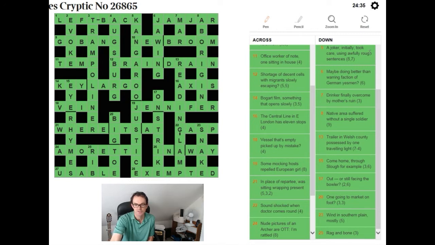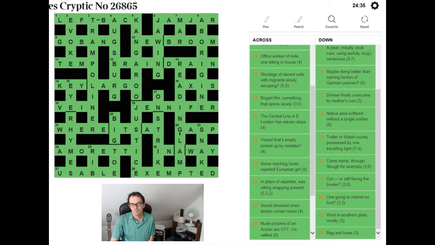So 16 across: The central line in East London has 11 stops. Well, I've no idea whether the Central line in East London does indeed have 11 stops, but you couldn't complain about the surface reading of that clue. It is just so perfect and elegant. And yet, there is wordplay there. There is a definition there. So you can see the answer in the grid is AXIS. So that's the central line.